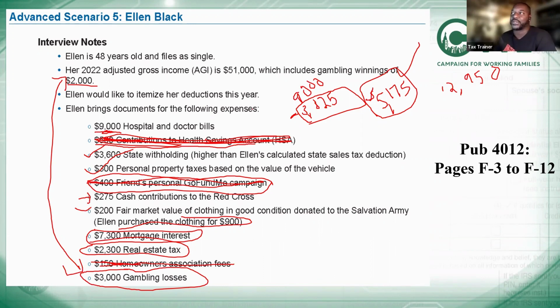So we went through this exercise to see if I can get more than $12,950, and I did, right? So there was $5,000 for medical. There's another $3,600 in state, so that's $9,000 right there. Another $300 in personal property, and I got another $7,000 in mortgage interest, so that's $16,000 right there. Another $2,000, so I'm up to like $18,000, right? Plus another $2,000 in gambling, so I'm up to almost $20,000 in itemized deductions, right?